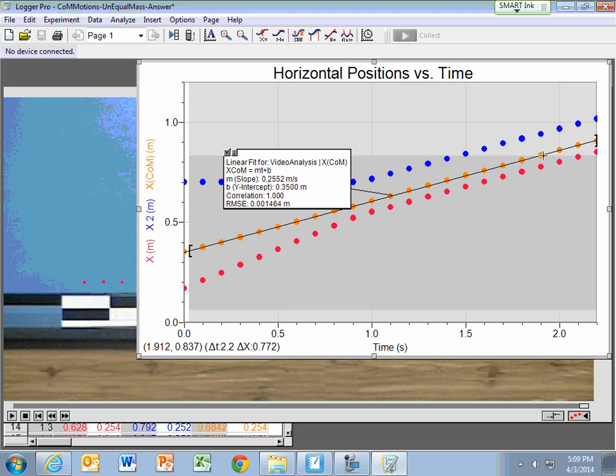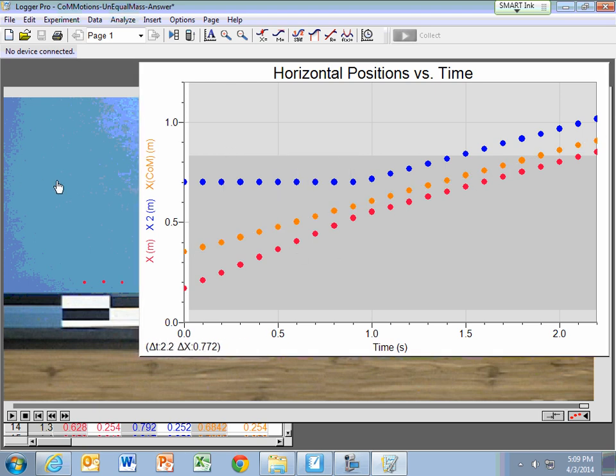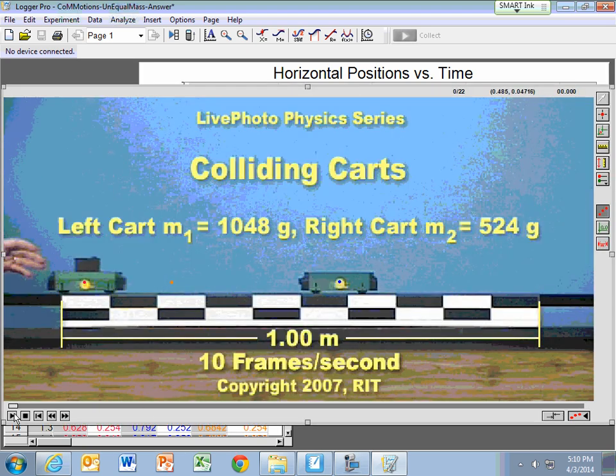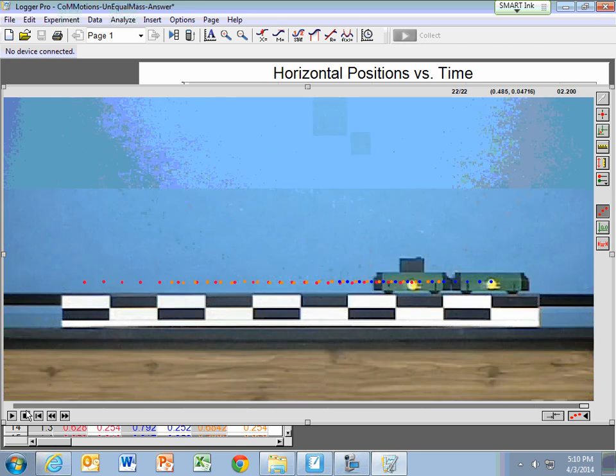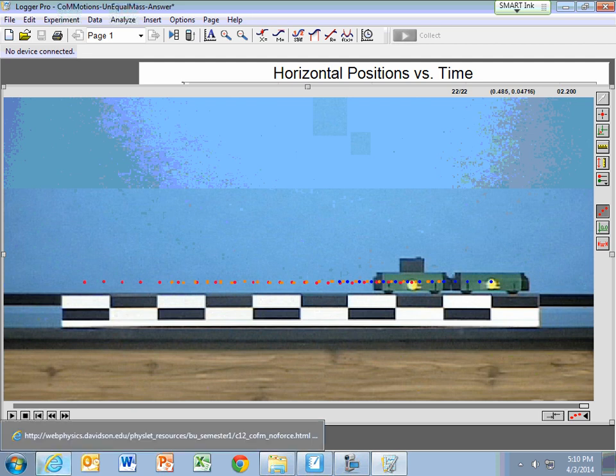That means if the velocity didn't change, the acceleration of the center of mass was 0. This shows that even though the motion was slightly complicated, we had one object slowing down, one object speeding up. Because the external forces were 0, the center of mass just moved along at a constant velocity the entire time.